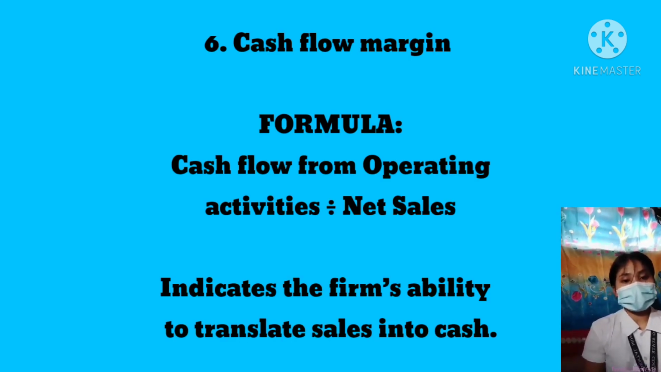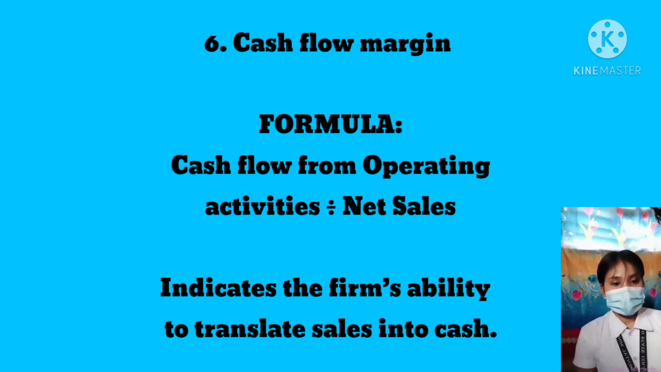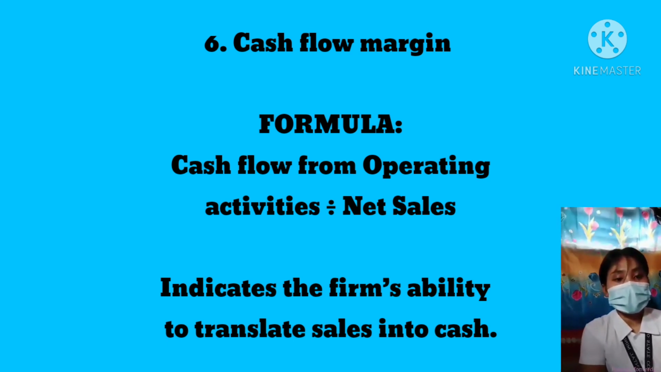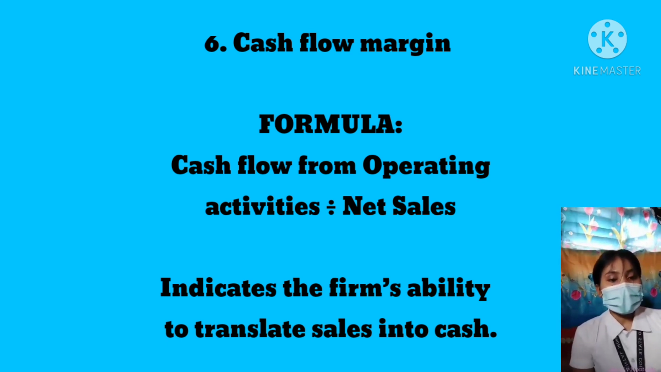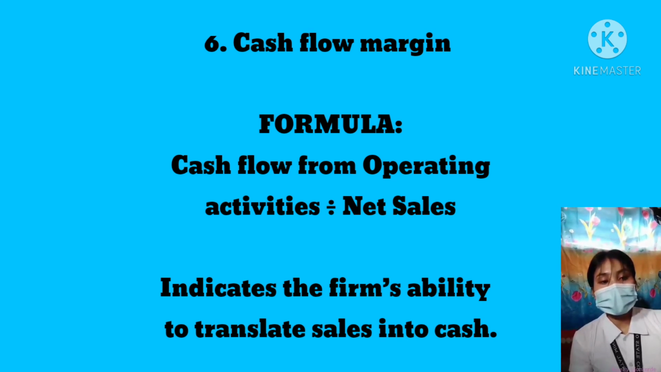Number 6, cash flow margin. Its formula is cash flow from operating activities divided by net sales. Its significance is that it indicates the firm's ability to translate sales into cash.